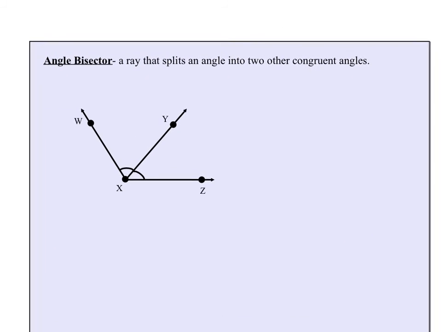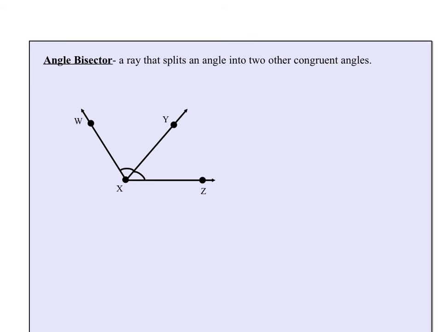So, another term to be familiar with: an angle bisector is a ray that splits an angle into two other congruent angles. So it's a ray. So here we have ray XY, okay, and it splits angle WXZ into two smaller congruent angles.